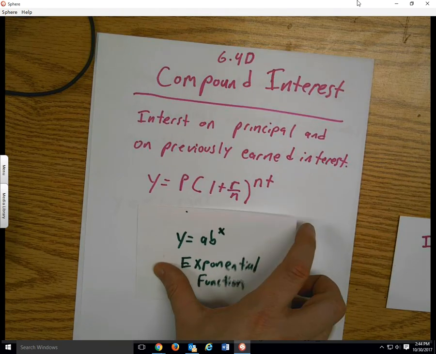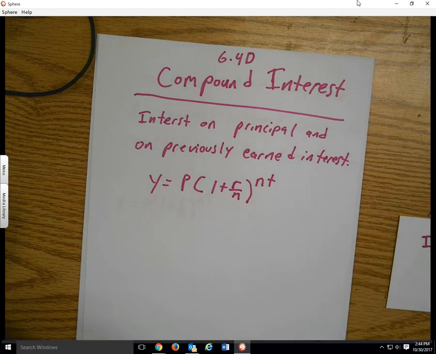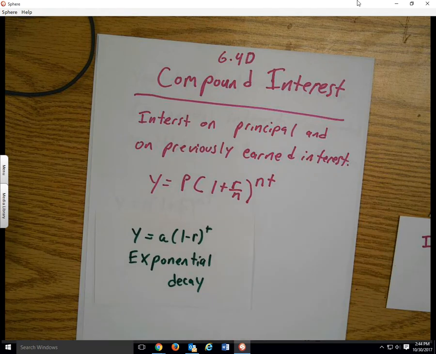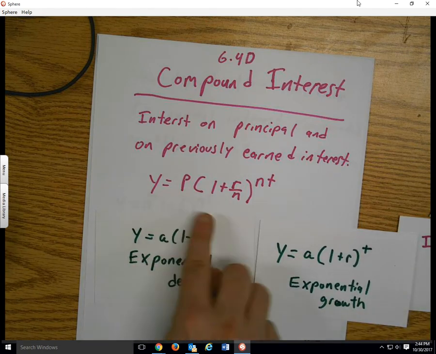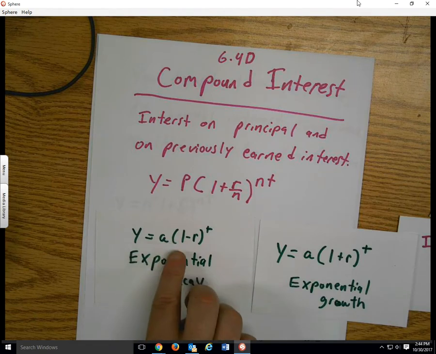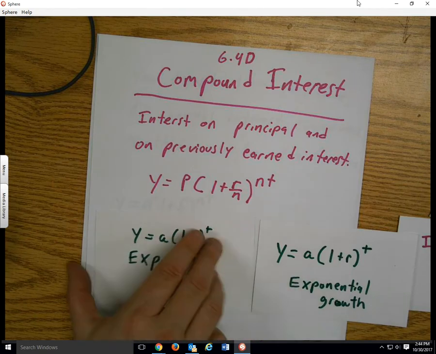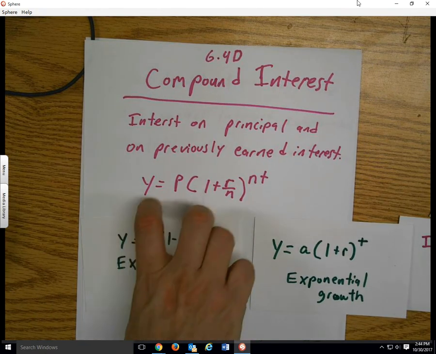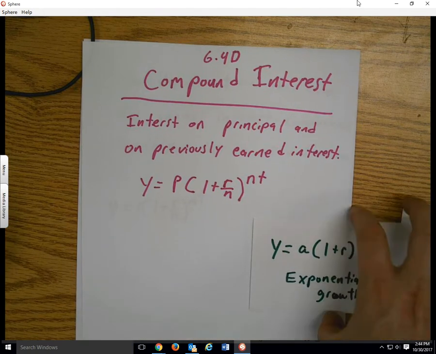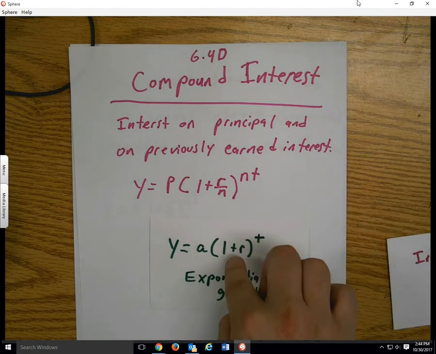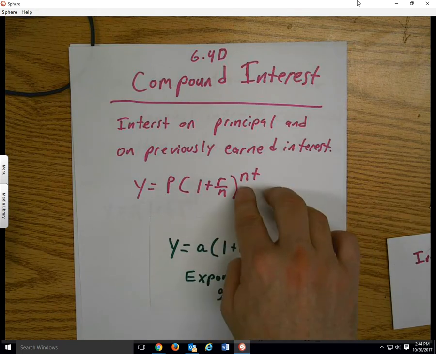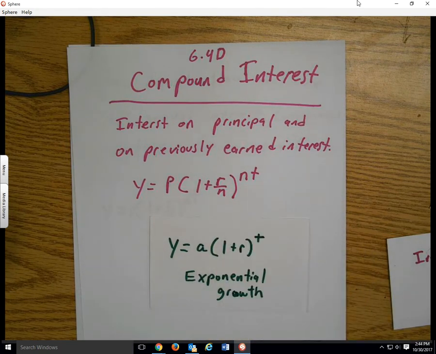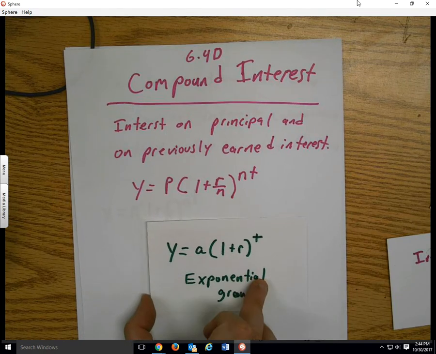And actually, it may more resemble this exponential function that we're already used to seeing, the exponential decay and exponential growth, because it's really the same thing, except that the only difference is instead of just having a rate, you have the rate divided by this n, and then you're also having a power to the n. But other than that, it's the same thing. You treat it the same way as an exponential growth.